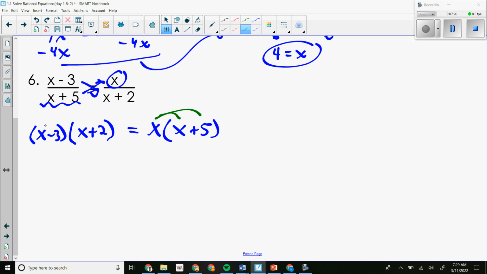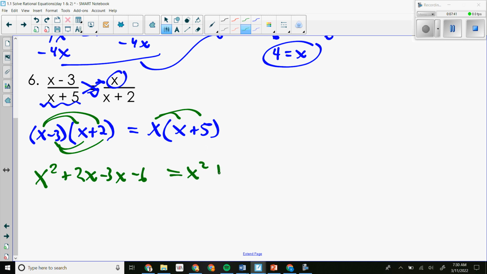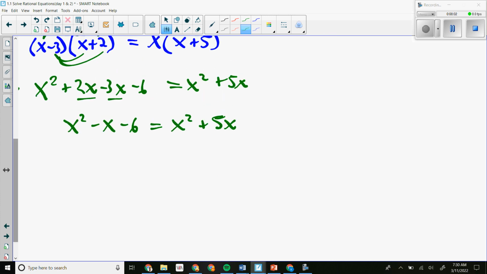It makes it a little easier to distribute when we go to distribute this later. However, we do need to FOIL this side. x squared plus 2x minus 3x minus 6. And then equals, like I said, if we just distribute on this side, x squared plus 5x. All right, I can combine those really quick on this one: x squared plus 2x minus 3x is a negative x, minus 6 equals x squared plus 5x. All right, and let me extend this page. Okay, so what's going on here?